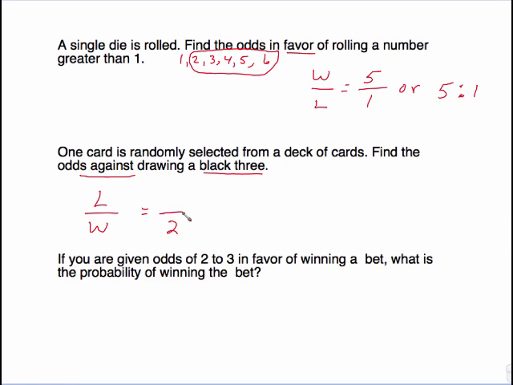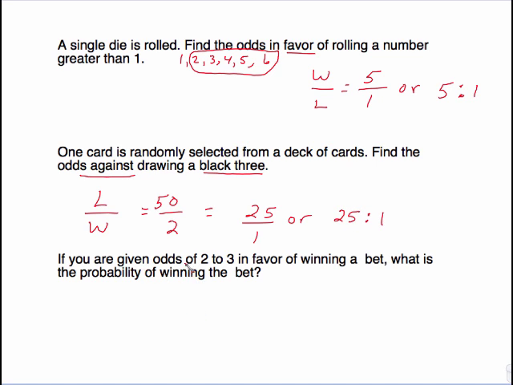There's 2 ways to win, and I put it on the bottom because that's what this formula tells me to do. If there's 2 ways to win, that must mean there are 50 ways to lose because there's a total of 52 cards, and that will reduce to 25 over 1, or in colon form, 25:1.